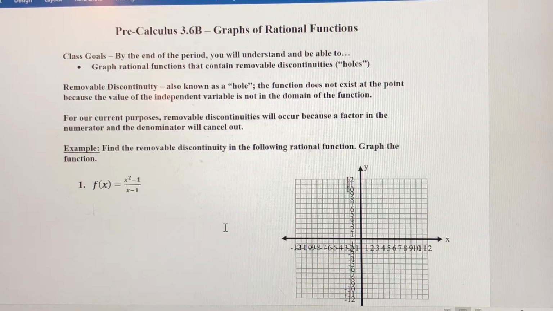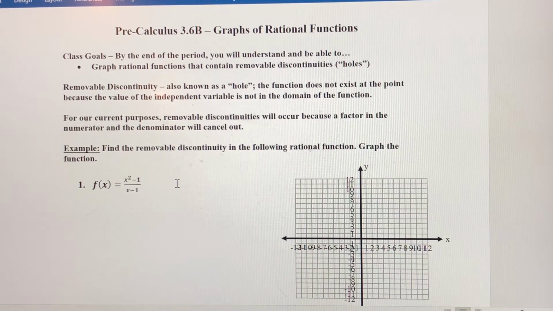So in this video, we're going to be graphing rational functions that have what's called removable discontinuities, okay? On the graph, it's going to just look like a hole, okay? When we graphed some piecewise functions back earlier in the year, there would be some times where there was a hole in the graph. And this is going to be the case here with these removable discontinuities.